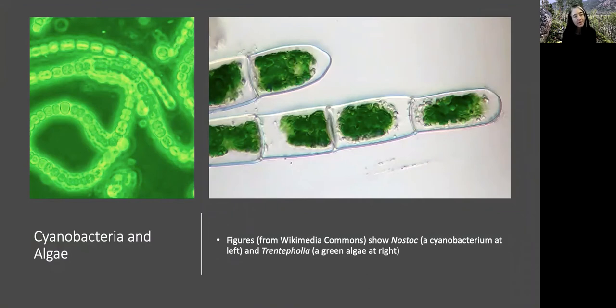And earlier we were looking at a colorless image. Because of the way that that electron micrograph picture was taken, it made it look colorless. But in fact, this bright pigmentation is seen in the form of chlorophyll within algae and cyanobacteria.